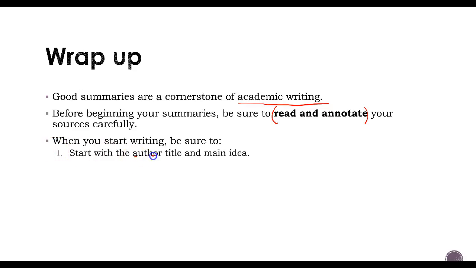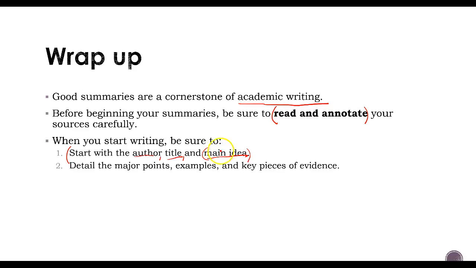Make sure you start with the author and the title and the main idea of the piece. So that should always be the first sentence or the first couple of sentences of your summary. You want to tell the reader right up front what's the main idea and where did it come from. Then, in the rest of your summary, you want to detail the major points. What are some of the major points in the essay?